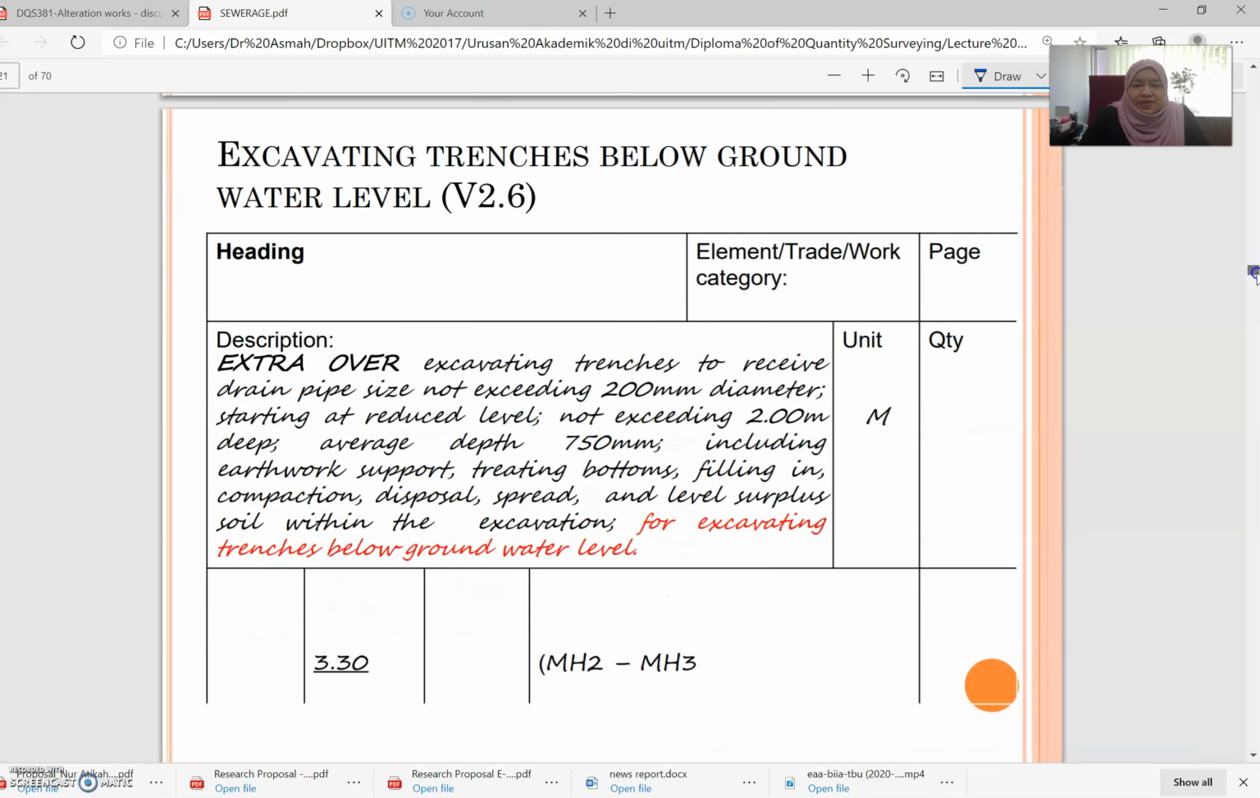This is an example. The same description just like before, but you include the words extra over here, and you need to mention why that extra over is happening. So you tell the contractor: for excavating trench below groundwater level.